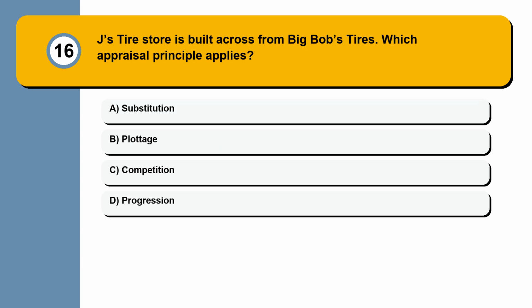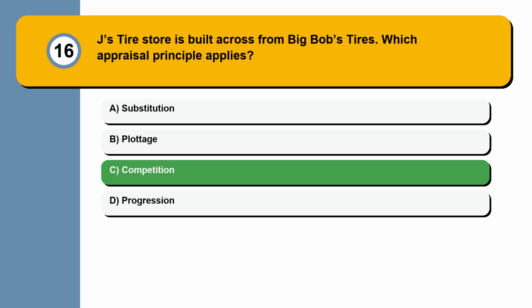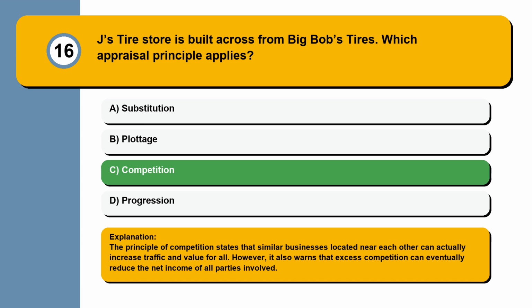Question 16. Jay's Tire Store is built across from Big Bob's Tires. Which appraisal principle applies? Substitution, plottage, competition, progression. The principle of competition states that similar businesses located near each other can actually increase traffic and value for all. However, it also warns that excess competition can eventually reduce the net income of all parties involved.